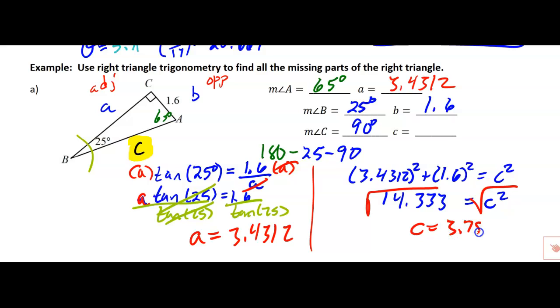3.786. I'm probably going to take off that 2. Okay, there we go. I have solved the triangle. Solving the triangle just means you found all the pieces. So basically, this particular section is using your trig ratios and using your inverse sine, cosine, and tangent to find missing information.